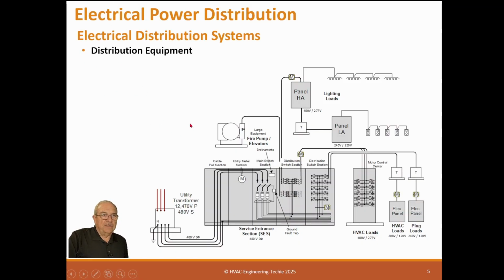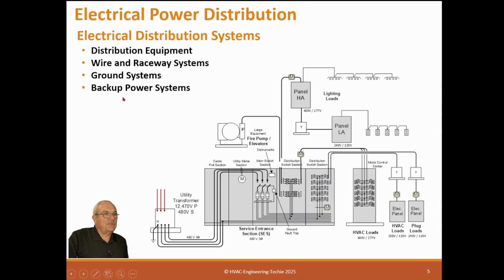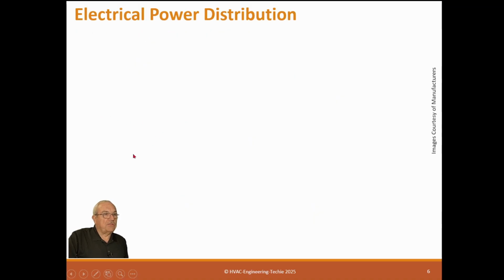And that's how that's done. Distribution equipment, wire and raceway systems, ground systems, backup power systems, metering systems, power management systems. That's the different main distribution systems.